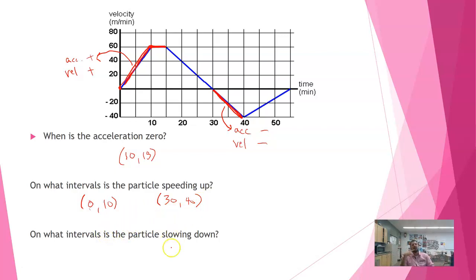If I wanted to know the intervals in which the particle is slowing down, that's any time the function is moving towards the x-axis. So in this case, I would say that's from 15 to 30, and that's also from 40 to 55. And for similar reasons, on both of those intervals, the acceleration and the velocity do not match up. They don't have the same signs on those particular intervals, so we can't say that it's speeding up, it's slowing down, because they're not matching up. They're working against each other rather than with each other.